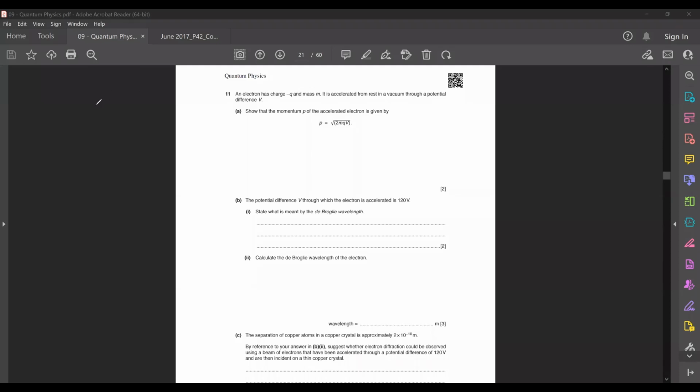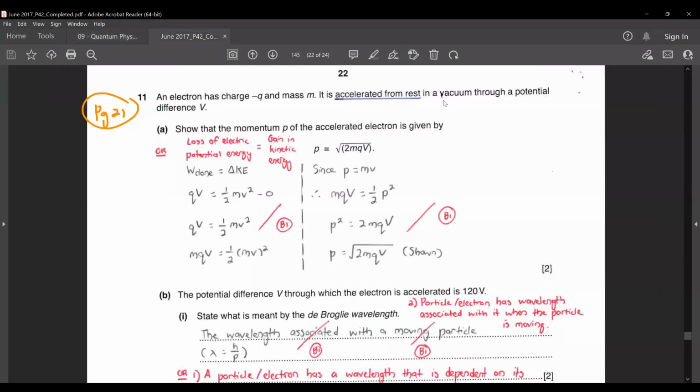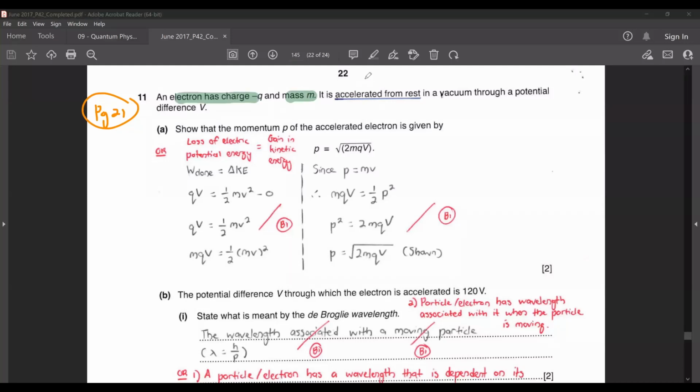Okay, have a look at page 21. This is on June 17, P42. In your current question, you have an electron that has a charge of -q and mass m. It is accelerated from rest in a vacuum through a potential difference of V. Show that the momentum p of the accelerated electron is given by this equation here. p is equal to the square root of 2mqV.